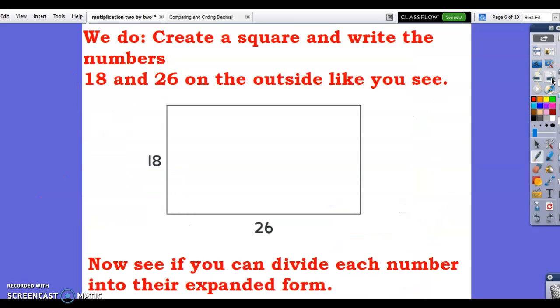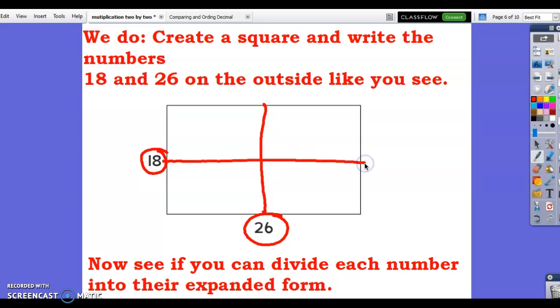In your journals, I want you to create another square, now with 18 and 26. And again, you're going to divide each one of these values into their expanded notation. I actually enjoy writing mine on top, but I'm going to do it on the bottom just for the sake. But if you line them up either way, you're going to create a square because it's 2 digits by 2 digits.